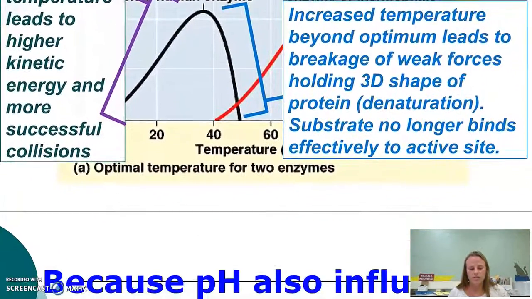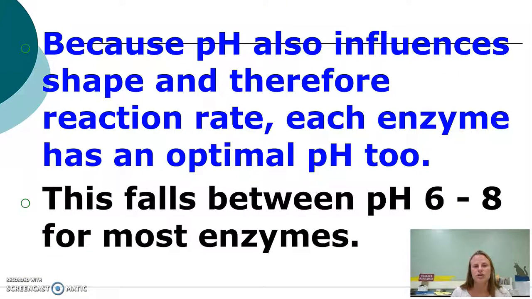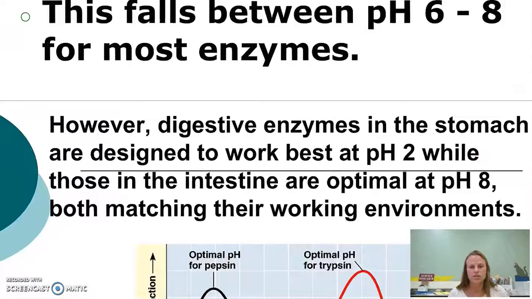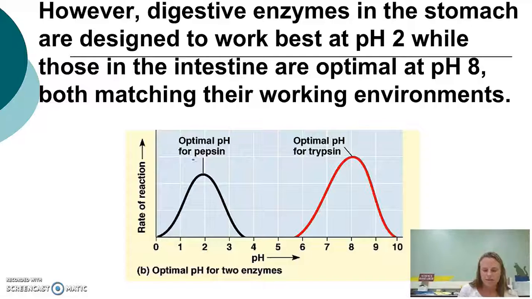Another factor that's going to influence the rate of reaction is pH. And similar to temperature, each enzyme is going to have an optimal pH at which the rate of the reaction is going to occur the fastest. For most enzymes, that occurs between 6 and 8. There are some exceptions to this rule. For example, our digestive enzymes in the stomach. So pepsin has an optimal pH of 2. That is the pH at which the digestive enzyme is going to work best.